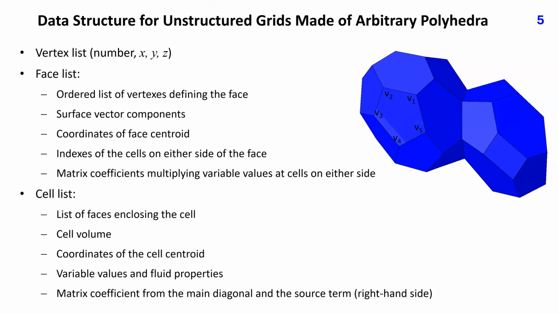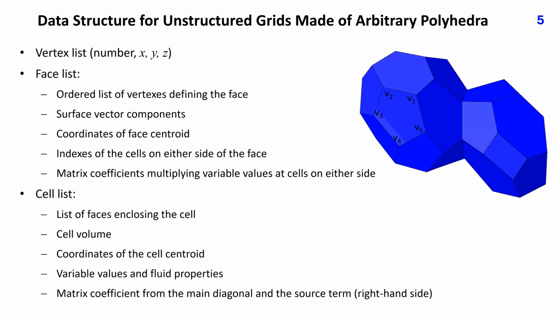Surface vector components, coordinates of face centroid, indexes of the cells on either side of the face, matrix coefficients multiplying variable values at cells on either side. For example, for the face common to these two control volumes, we store the coefficient from the algebraic equation for this control volume, which multiplies the variable value at this neighbor cell, and the coefficient from the algebraic equation for this control volume, which multiplies the variable value at this neighbor cell.